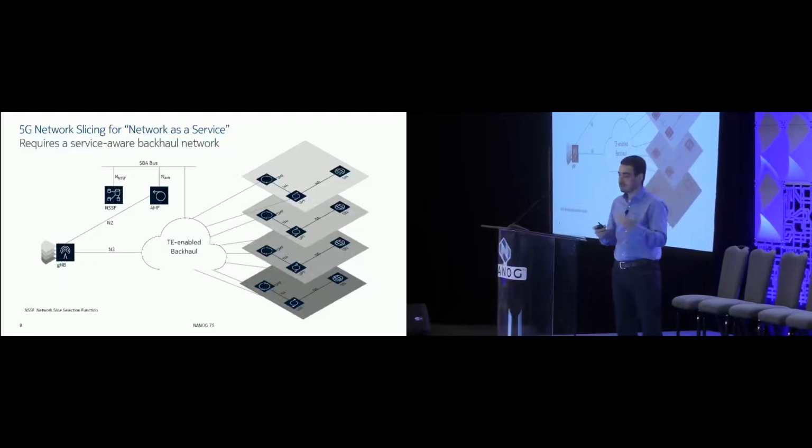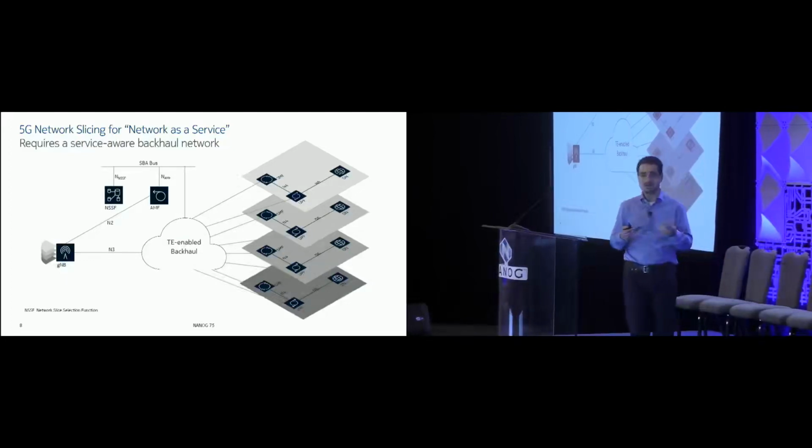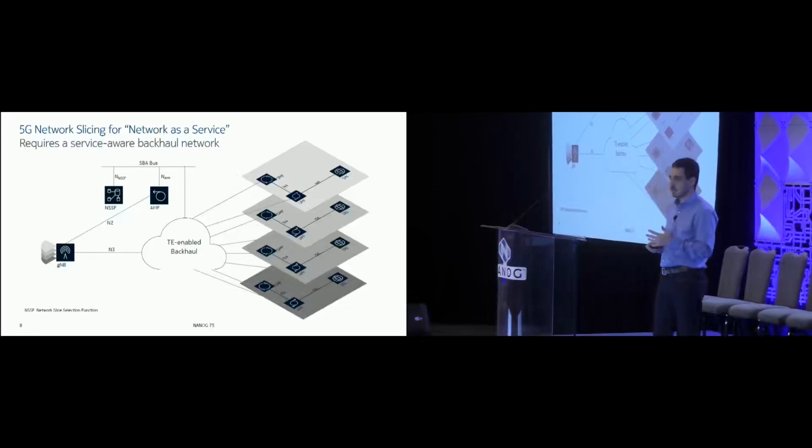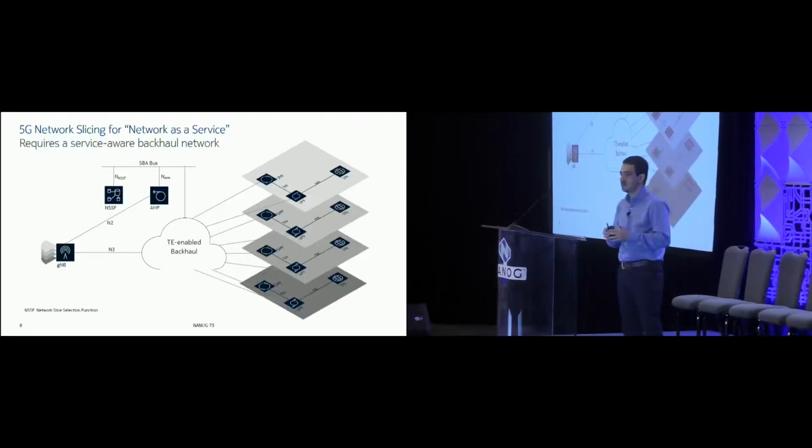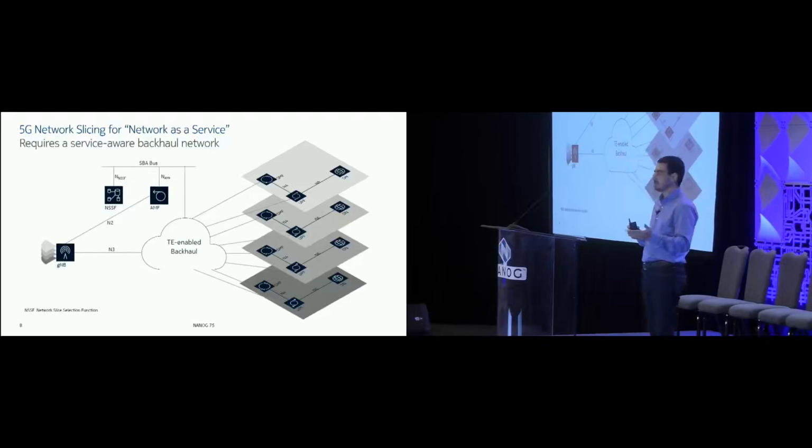So there's a shared element called the NSSF. As the name implies, it's a network slice selection function. It helps slice selection for different connections. And the AMF, the access and mobility function, is the one who actually selects the slices for all of the users in conjunction with the NSSF. So that is a common element.